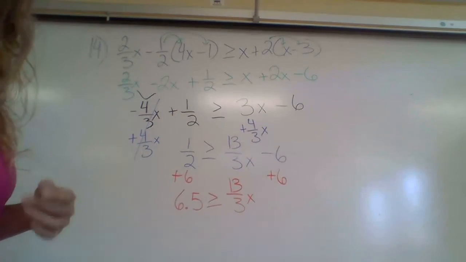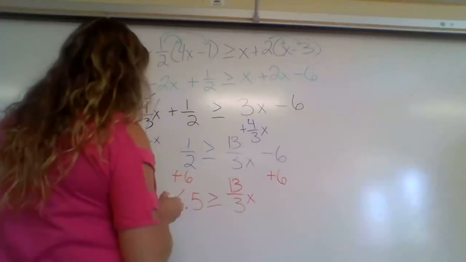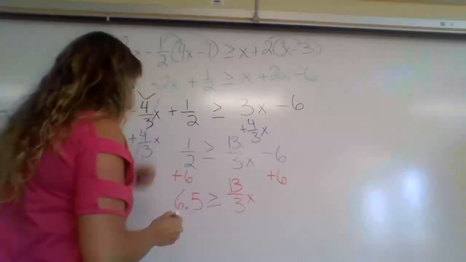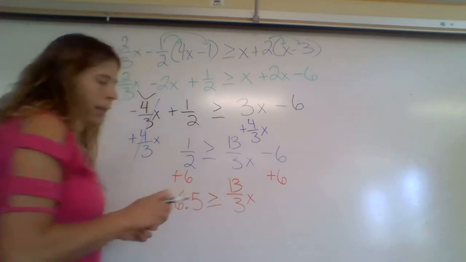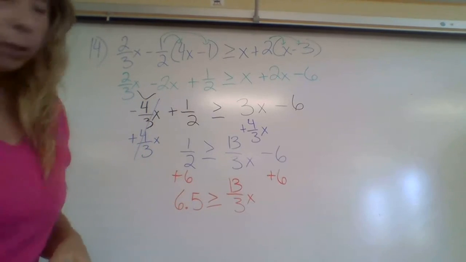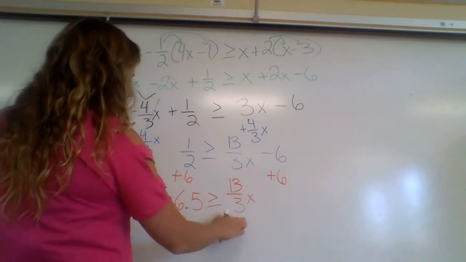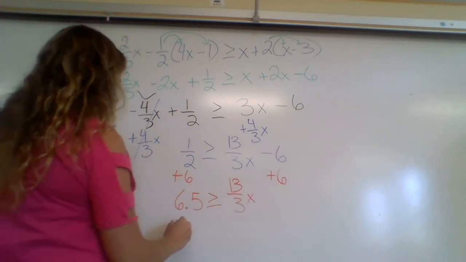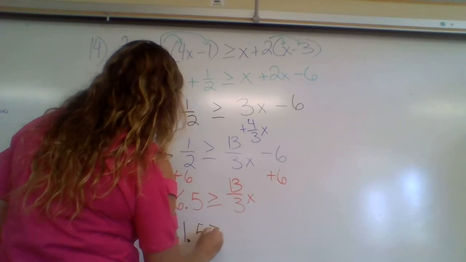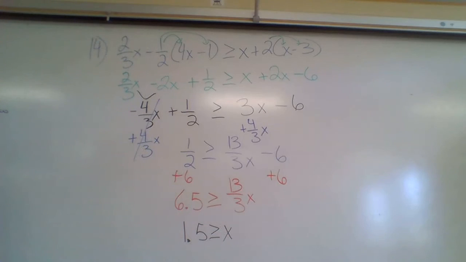Okay, and then you divide both sides by whatever's in front of the x. So you're dividing by 13 over 3. If you want to change that into a decimal, you can. 13 divided by 3 would be 4.333 repeating. But anyway, divide both sides by 13 over 3. So then you would get 1.5 is greater than or equal to x. That was awful, but there you go. That's your answer.